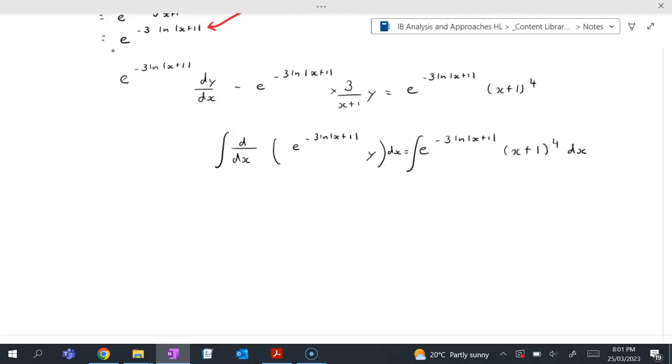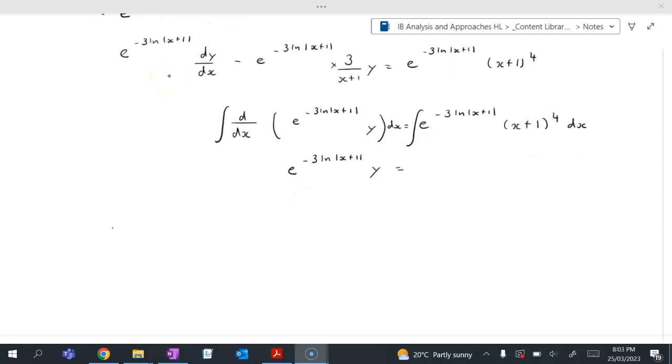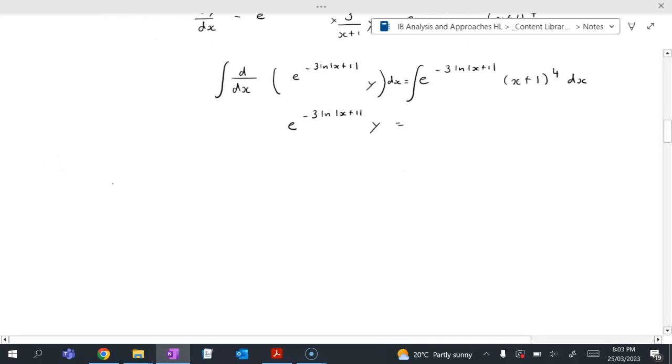And I'm integrating a derivative, so the left-hand side will be e to the minus 3 ln modulus of x plus 1 y is equal to the integral of all of this. Now, what is the integral of that? Well, I haven't actually simplified my integrating factor like I should have, because there's an e and an ln there. So if I just think about my integrating factor, and I should have simplified it first, but I didn't, but that's okay.